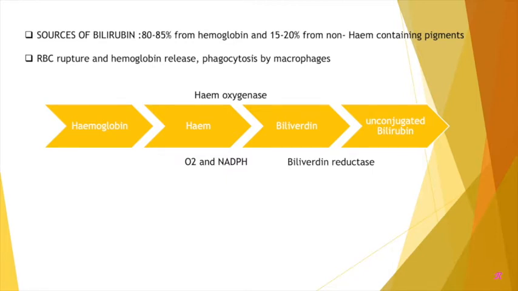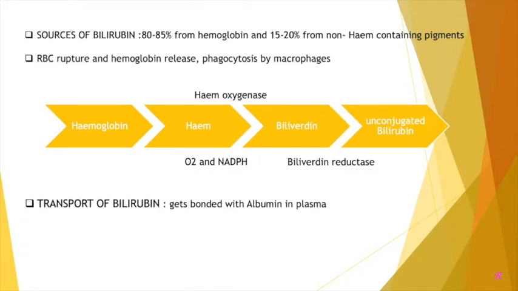So we are done with the first stage, that are the sources of bilirubin and the production of bilirubin. We also learned about the sources and how the bilirubin is produced. We learned about the two enzymes that come into action. Next is the transport of bilirubin. That is how it is getting transported.